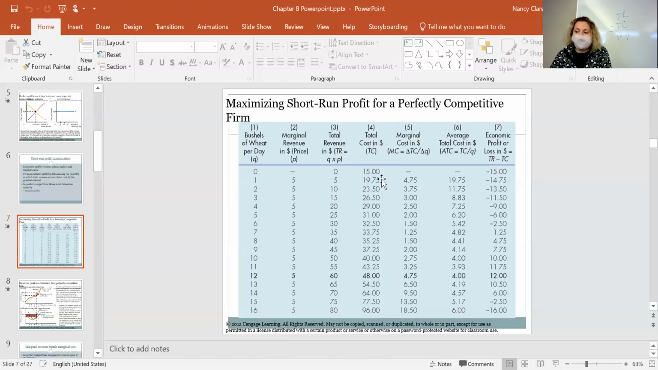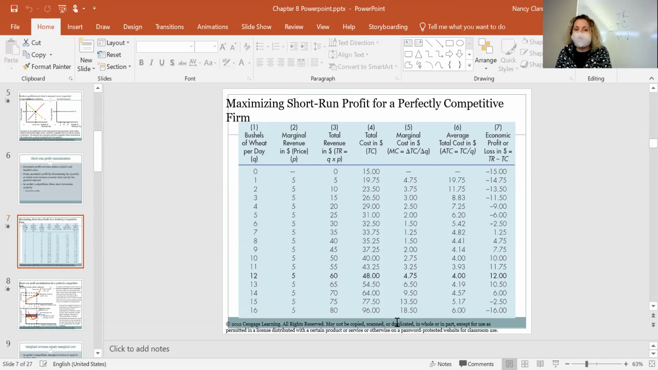Total cost, in this case, has just been given to you. Now, if I gave you variable and fixed, you could calculate total. In this case, I've just given you total. Can anybody tell me what the fixed cost is, though? By looking at the total, can you tell me? What is fixed cost in this case?